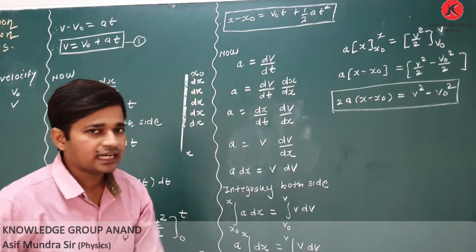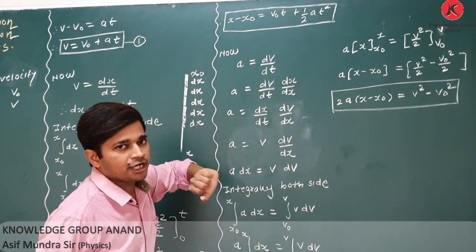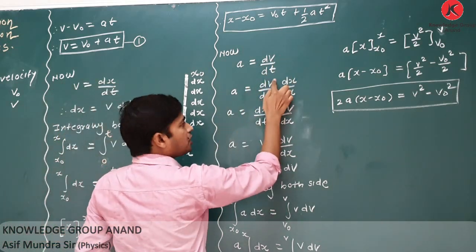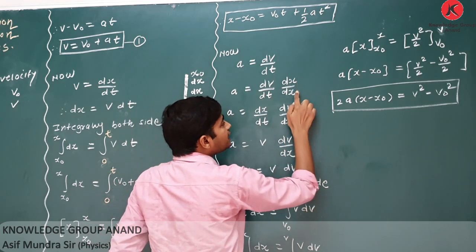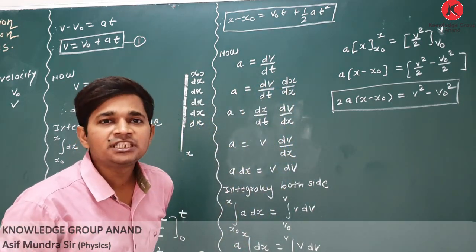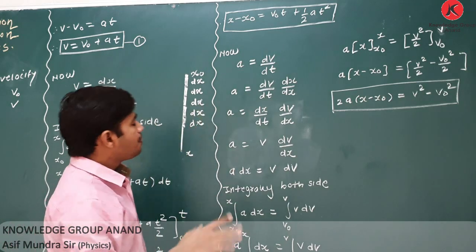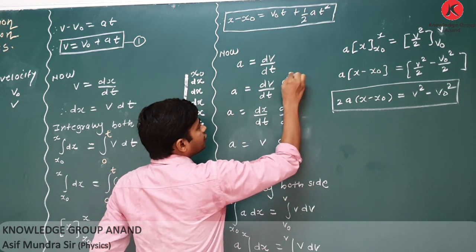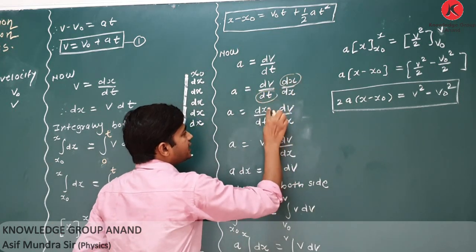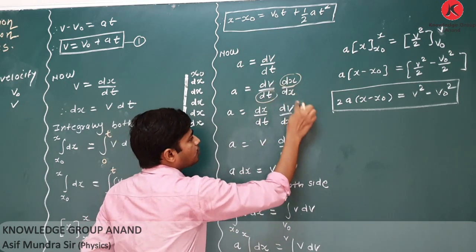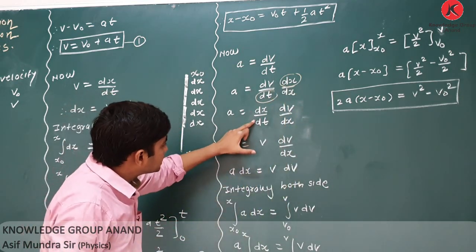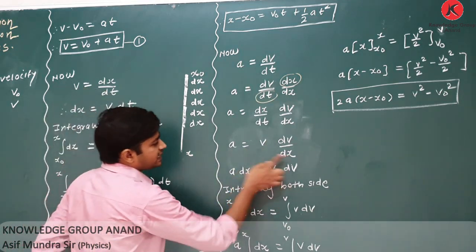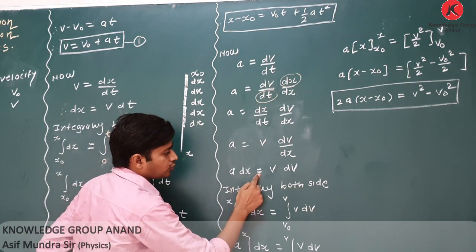Now the last one. See, take care. a is equal to dv upon dt. I can write this equation as dv upon dt, multiplied and divided by dx. Now I can make the proof. See, dx upon dt, this dx and this dt, dx upon dt. The remaining term is dv upon dx. Now we know that dx upon dt is v. So a is equal to v dv upon dx. Now if you take dx to the opposite side, a dx is equal to v dv.